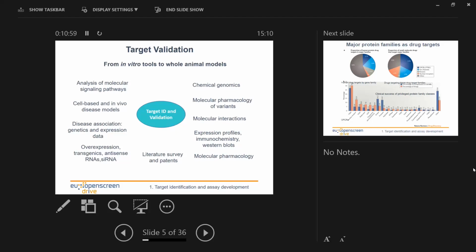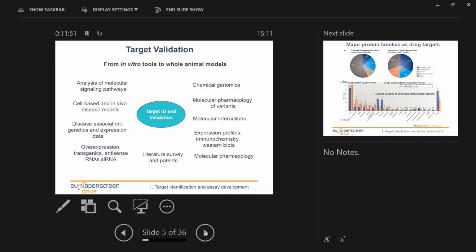And we have to spend a lot of time in this step studying the signal pathways of the target, studying if we have or if it is possible to have animal models for this target, to evaluate it, the chemicals and the genomics of this target, but at the same time, study all of the literature that is available about this target and also the patents. But if anything is not available in the literature and was not previously published, it's very important to work using these tools, using immunochemistry, using Western blots or using molecular pharmacology in order to know everything about the target before starting the screening campaign.